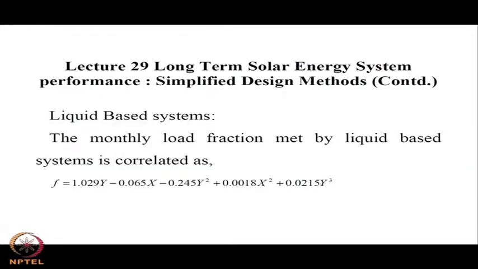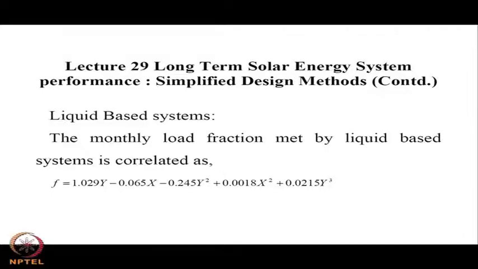So, we shall continue with the long term solar energy system performance methods, the simplified design methods. Last time we discussed the F chart method based upon air as the working fluid, which correlates the solar load fraction in terms of two non-dimensional parameters, the non-dimensional absorbed energy and the non-dimensional collector loss.